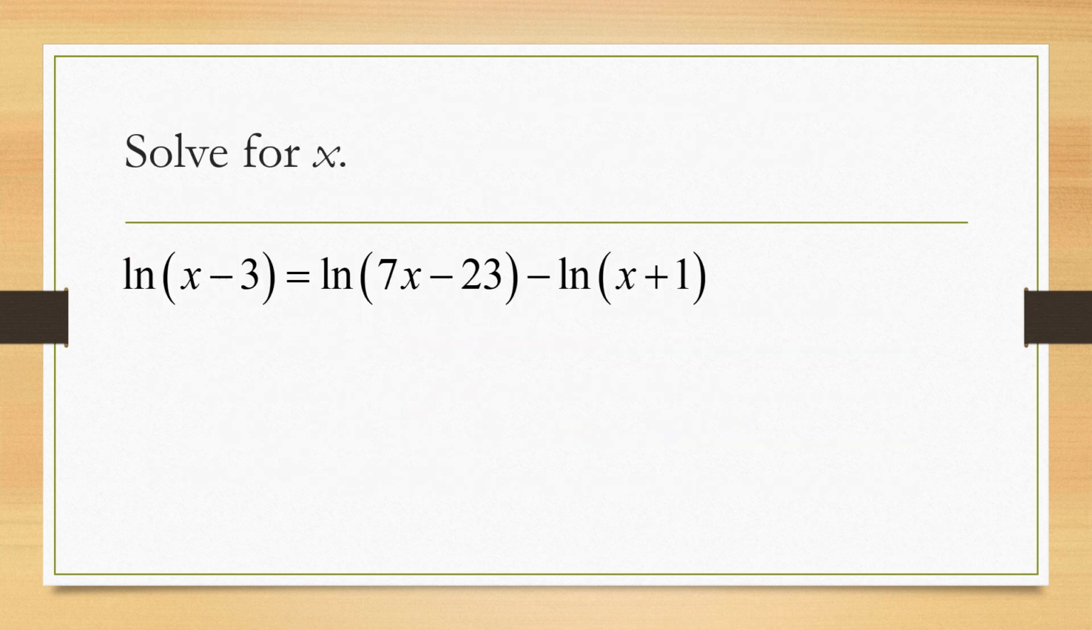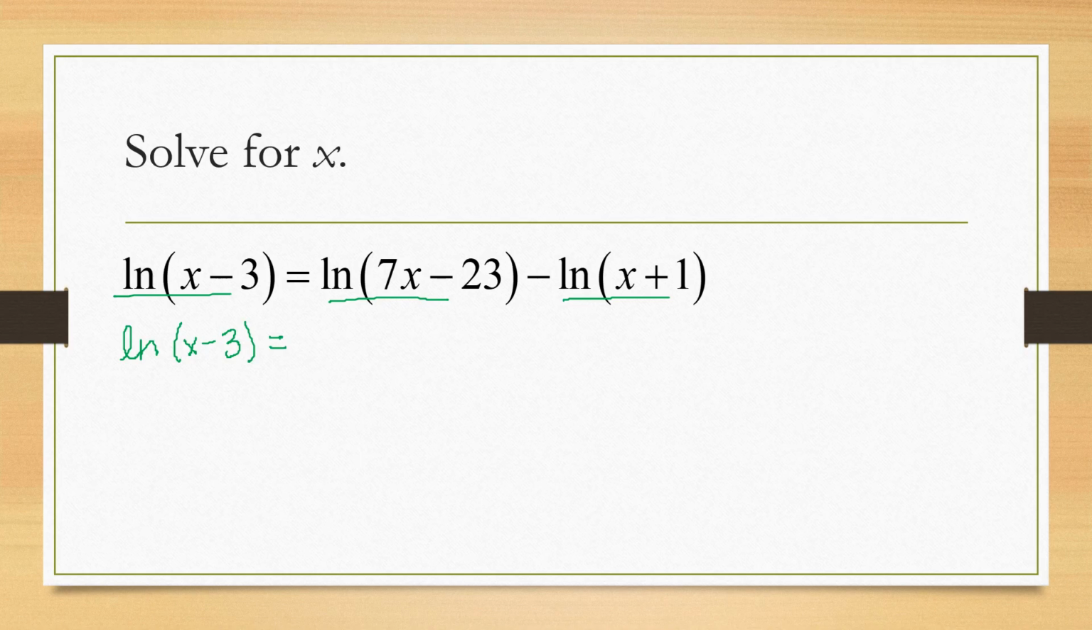So we have this example that we're going to solve for x in. Every term is a natural log. Natural log of x minus 3 is equal to the natural log of 7x minus 23 minus the natural log of x plus 1. So let's condense these. The first side is already condensed. It's only one logarithmic term. So I'm just going to keep it the same way.